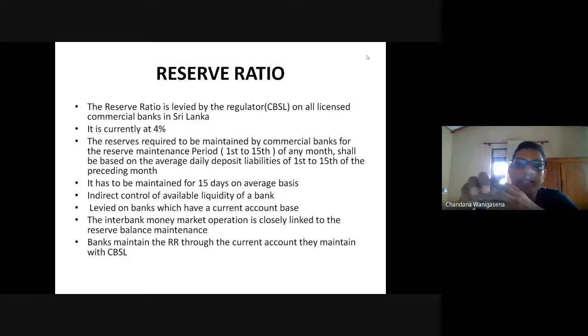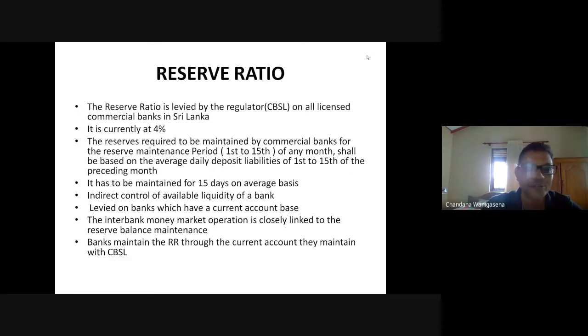Now in this month we keep that 40 billion with the central bank from the 1st to the 15th. So that's 4% of last month's daily average deposit, which we keep from the 1st to the 15th of the next month. That's how we calculate and practically implement it. So this indirectly controls the available liquidity at the bank level. And this 50 billion is actually transferred through our current account.